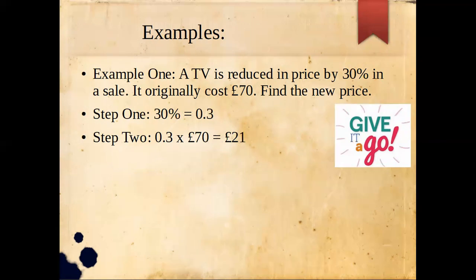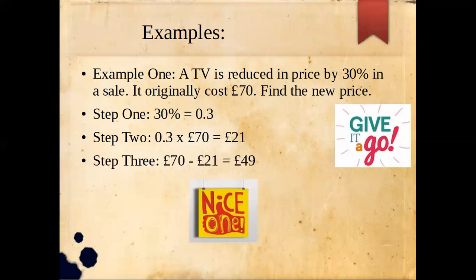But now we need to find out what the actual final new price is. So what we need to do is £70 minus £21 equals £49, because it's reduced in price, so it's worth less than it used to be worth. You can clearly see that £49 is less than £70. If you got a number that was like £100 or something, you would know immediately that you've gone wrong, because it can't be reduced to get a higher number.